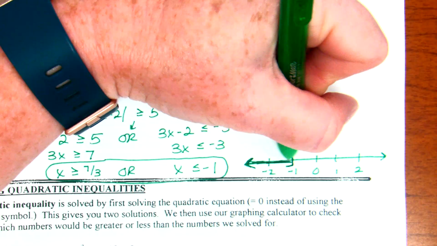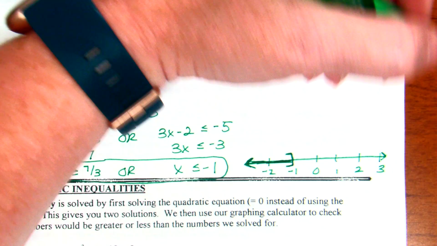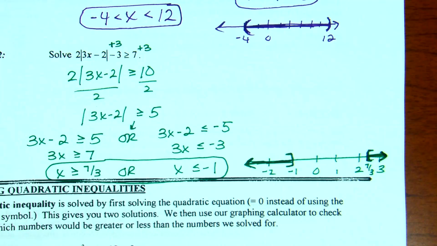Greater than or equal to 7/3. Where is 7/3? 7/3 is, what is that as a mixed number? 2 1/3. So that means it's going to be a little bit past 2, right? And so at 7/3, greater than or equal to, so a bracket, shading to the right. Does that help you set up your interval notation if you're a little hesitant?